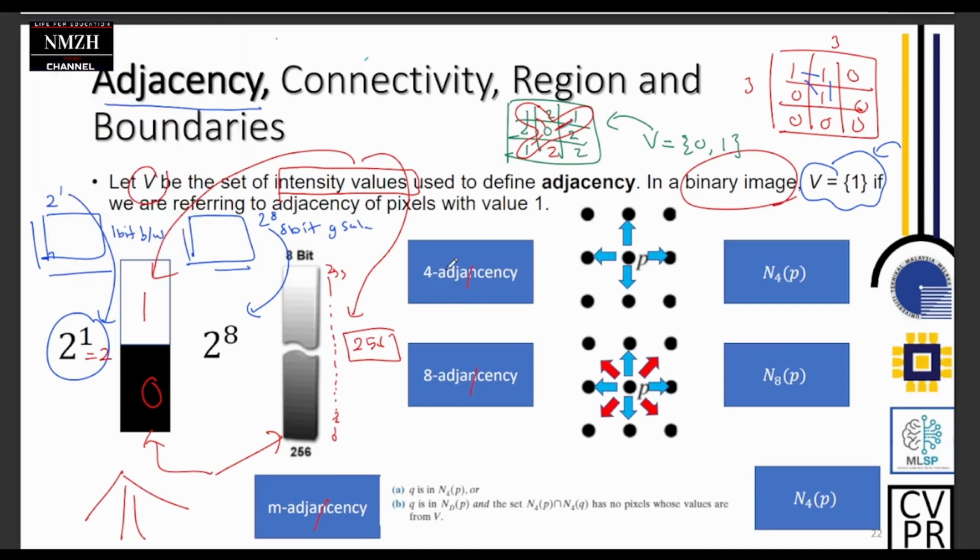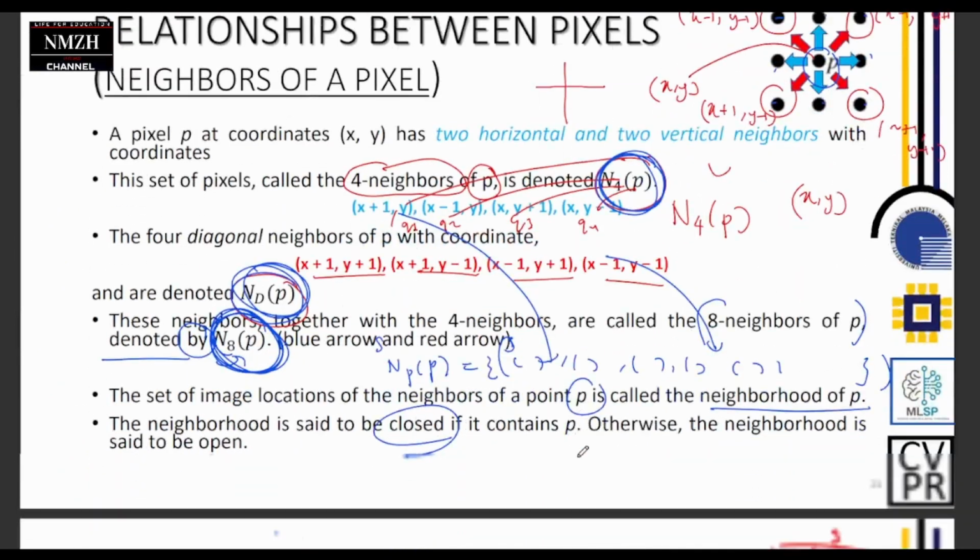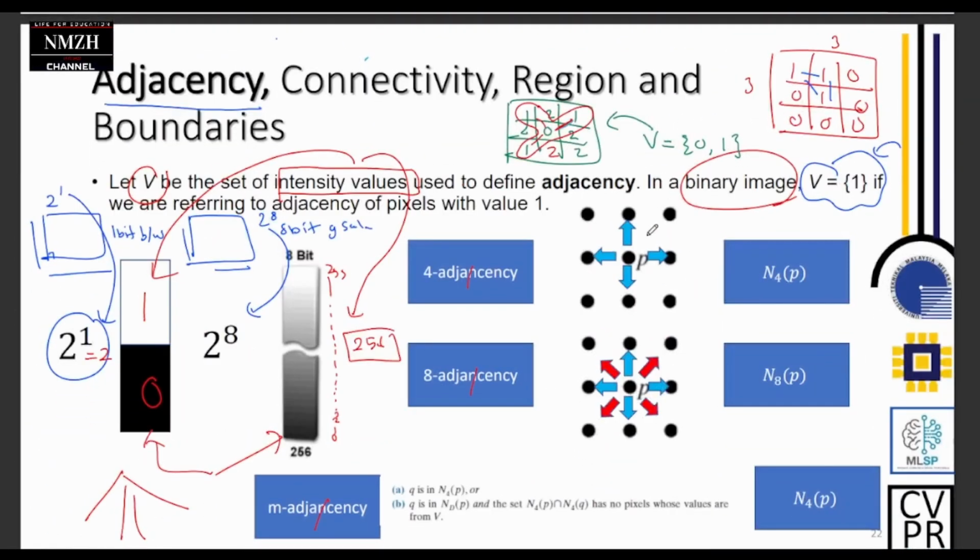4 adjacency reflects what we discussed before, the close neighbors, whereby the connections are 1, 2, 3, and 4. So that is 4 neighbors for 4 adjacency. If you are talking about 8 adjacency, there will be the diagonal ones too, including 1, 2, 3, 4, 5, 6, 7, and 8. That is the connection of 8 adjacency.